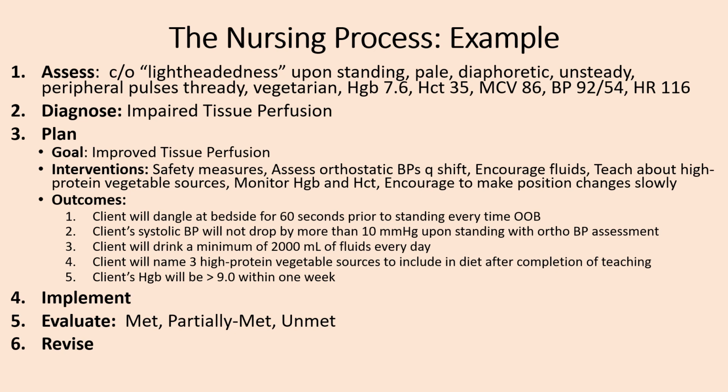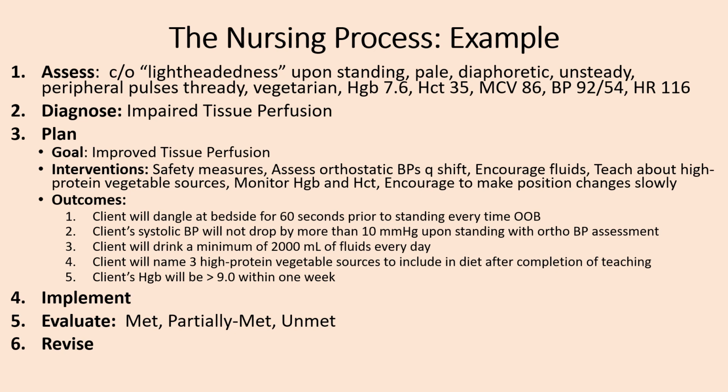And the MCV being normal, with the low H&H, lets us know that protein may be an underlying problem with this low H&H. So let's teach her some high protein vegetable sources, monitor hemoglobin, hematocrit, and encourage her to make position changes slowly because, again, I'm worried about safety with her. I'm going to plan out some outcomes, some checkpoints that we can evaluate along the way to see if our interventions are helping her get to her eventual goal of having improved tissue perfusion.